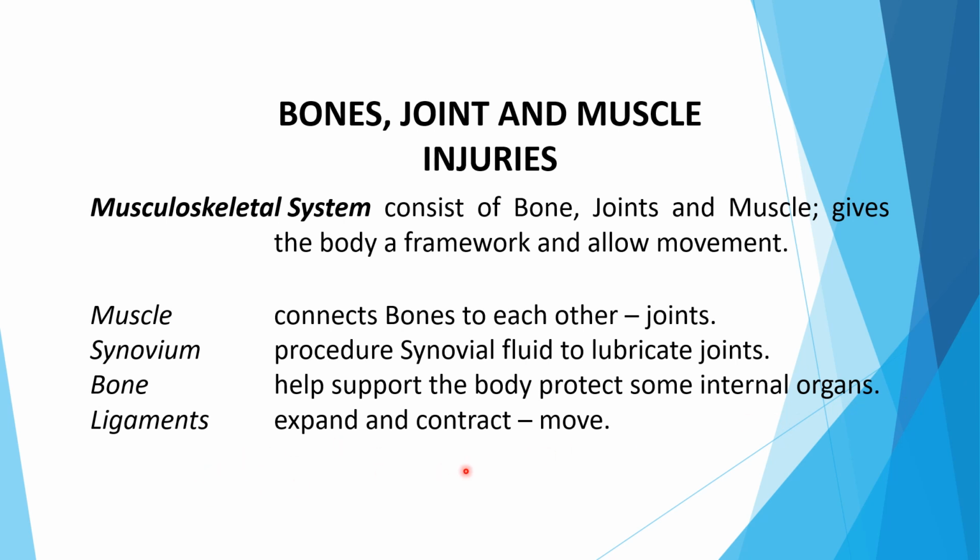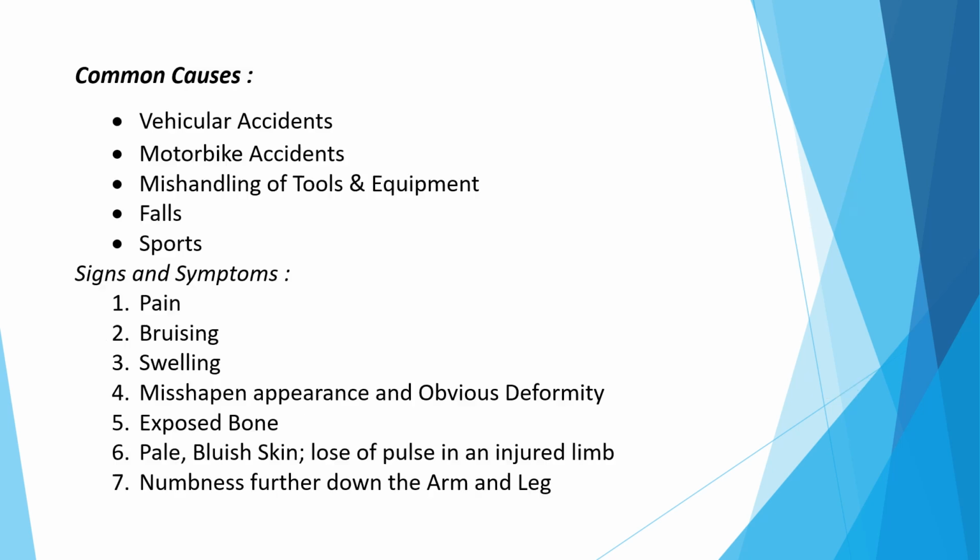While your ligaments expand and contract in order for the muscle to move, that is your ligament. Common causes of problems with this, we have vehicular accident, motorbike accident, mishandling of tools and equipment, falls, and then your sports. So that is the cause of your problems with your musculoskeletal system. Signs and symptoms, we have pain, bruising, swelling, misshapen appearance and obvious deformity, exposed bones in case of fracture, pale bluish skin, loss of pulse in an injured limb, and numbness further down the arm and leg.